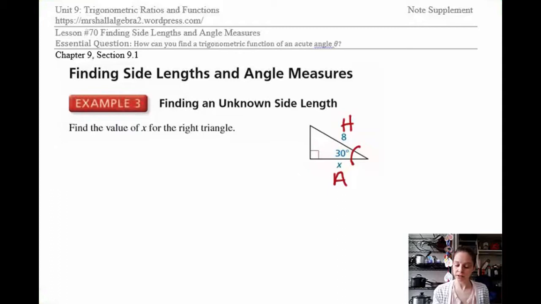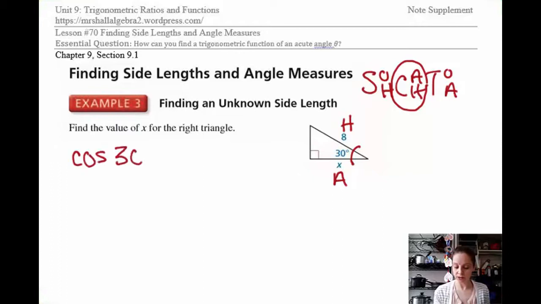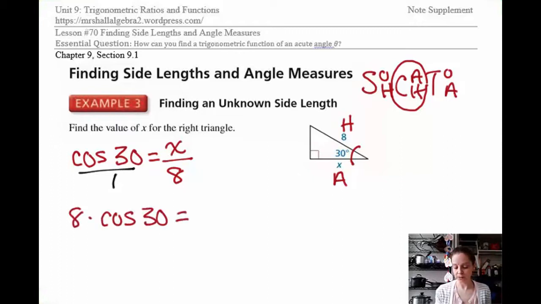So once I have it labeled, I write out my SOHCAHTOA. Some old horse came hopping through our alley. CAH is cosine. So I can write my equation as the cosine of 30 degrees equals adjacent, which is x, over hypotenuse, which is 8. I like to set this up as a proportion and then cross multiply. So I have 8 times the cosine of 30 equals x.